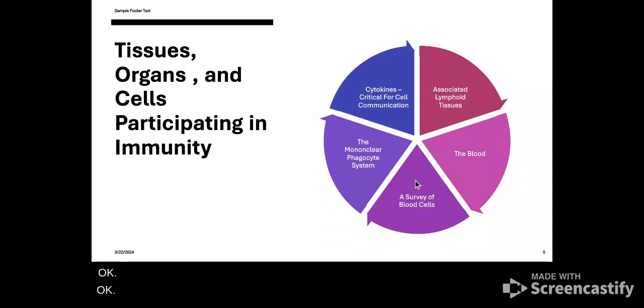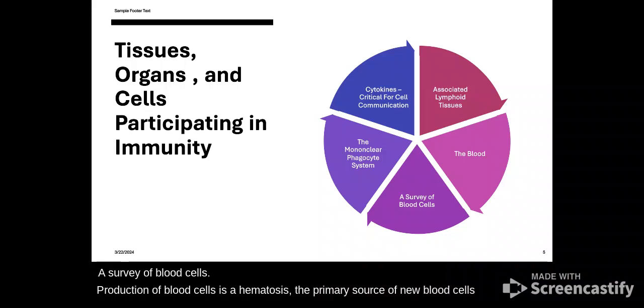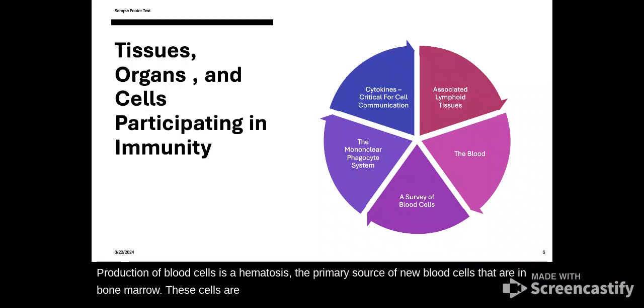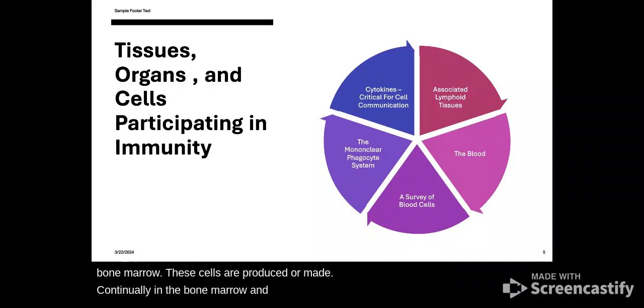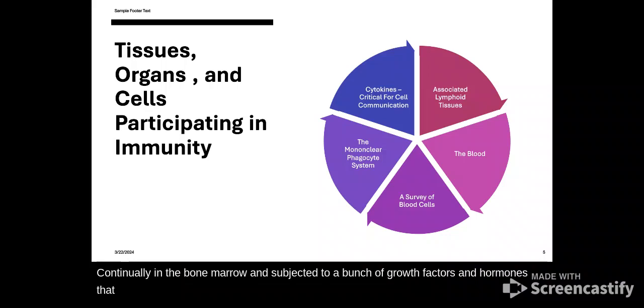A survey of blood cells. Production of blood cells is hematopoiesis, and the primary source of new blood cells is the bone marrow. These cells are produced continually in the bone marrow and subjected to a bunch of growth factors and hormones that cause them to change.